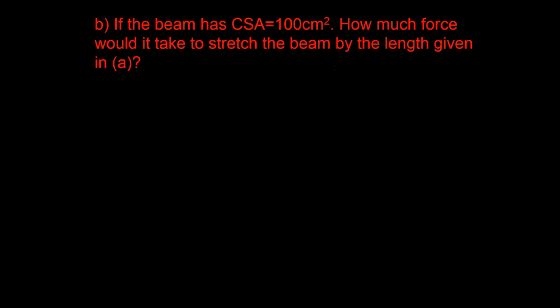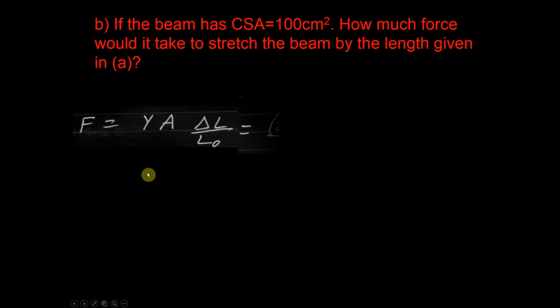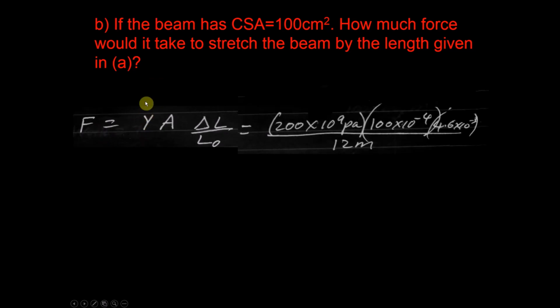Now, if the beam has a cross-sectional area of 100 square centimeters, how much force is it going to take to stretch the beam by the length we just found, our 4.6 millimeters? Well, here we have to look at forces. And the force is going to be our elastic modulus times the area, the cross-sectional area, times delta L over L0. So here, we would have to look up this Y value for steel. This turns out to be 200 times 10 to the 9 pascals.